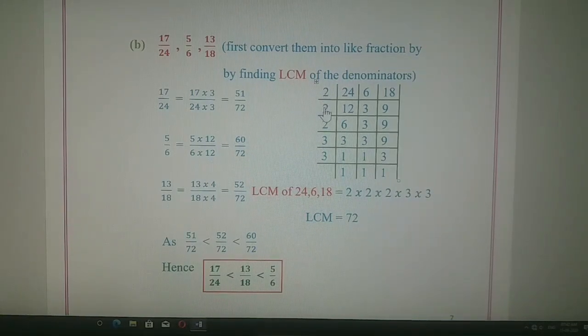So 2 into 2, 4, 4 into 2, 8, 8 3s are 24, 24 3s are 72. So we multiply them together and find the LCM. The LCM of 24, 6 and 18 will be 2 into 2 into 2 into 3 into 3. So the answer will be 2 2s are 4, 4 2s are 8, 8 3s are 24, 24 3s are 72. The LCM will be 72.